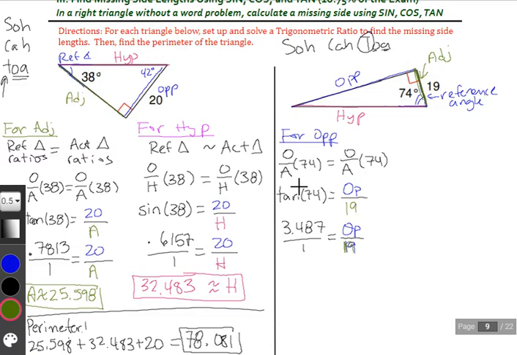And we get an OP value of approximately 66.261.